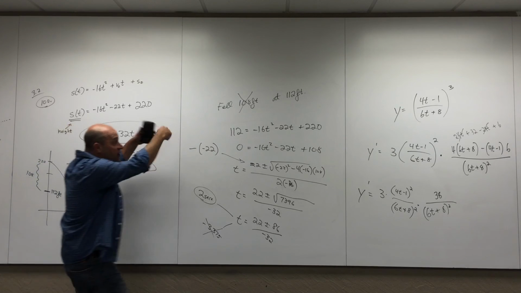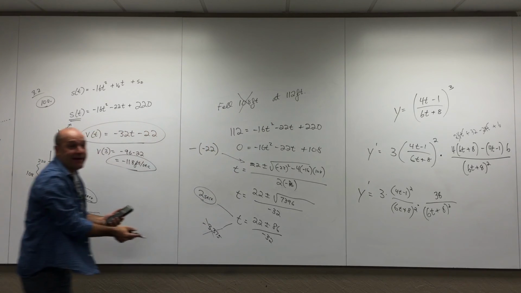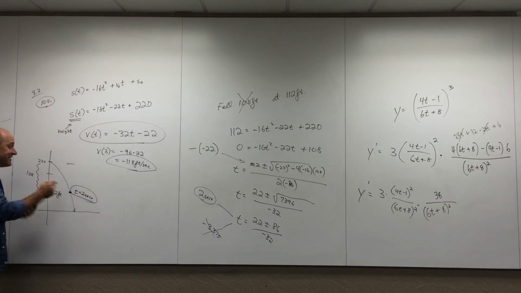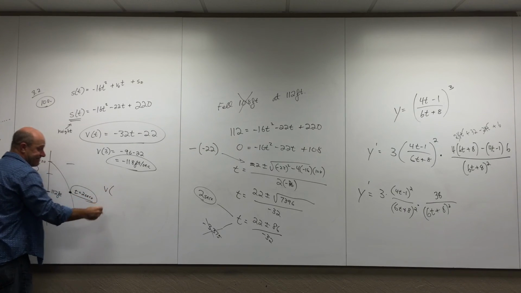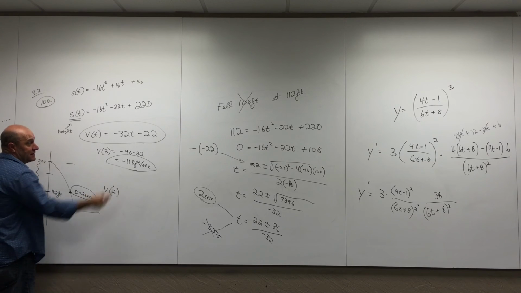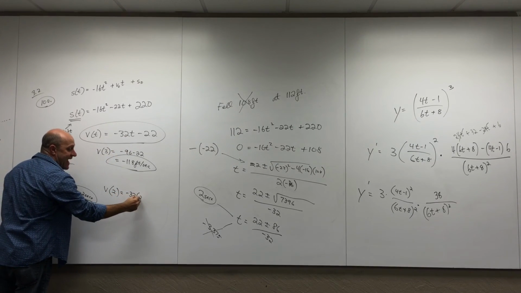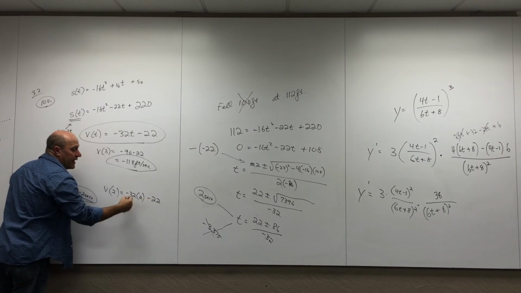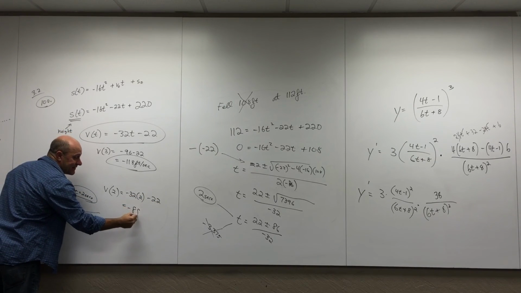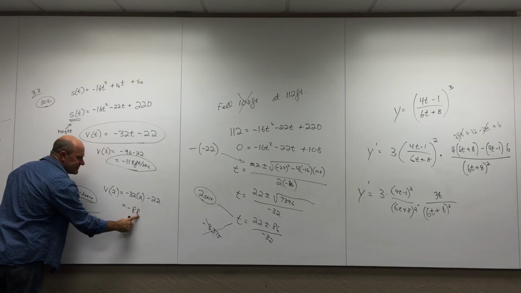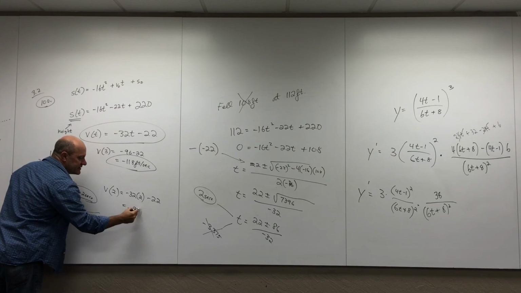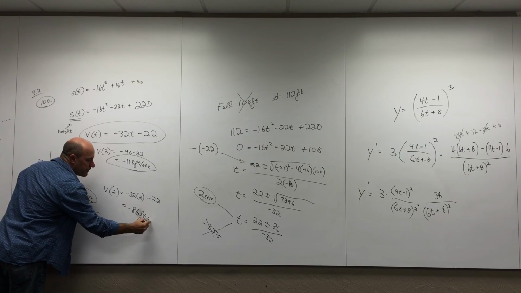Okay. So all this hard work was just to find out the time it takes to get to that height. Now, can you please tell me the velocity at 2? Sure. It's easy. It's the derivative at 2. Negative 88, I think. 86. Negative 86 feet per second.